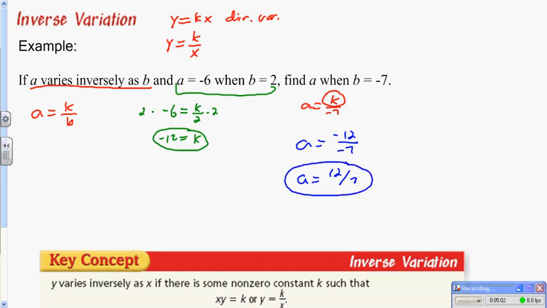So very similar problems, but you have to read carefully to know if they are using the direct variation equation or the inverse variation. And this ends lesson 9.4.